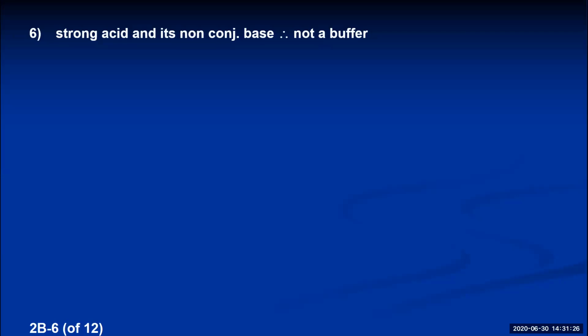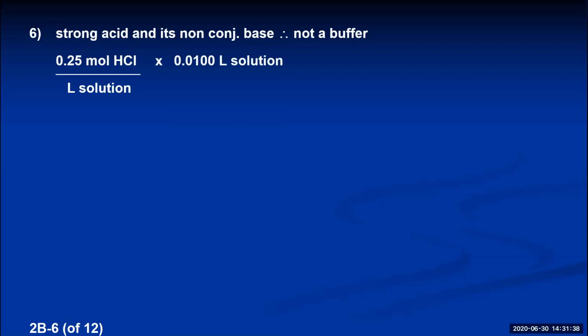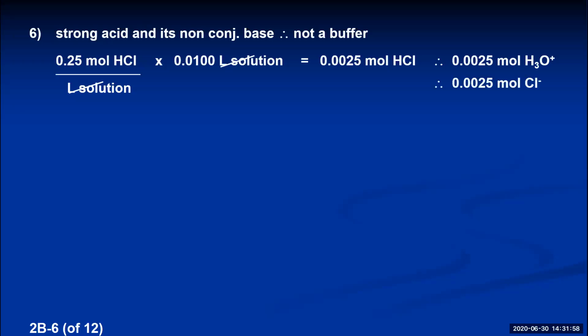Next says calculate the pH of the solution. To do this, let's calculate the moles of all the components in this solution. We actually took hydrochloric acid, 0.25 molar, so 0.25 moles per liter. If we multiply it by its volume, 0.0100 liters, this solution is going to wind up containing 0.0025 moles of HCl, which completely ionizes. So there's one H and one Cl in the formula, so multiply 0.0025 by 1 for each of them to get their moles. So 0.0025 moles of hydronium, 0.0025 moles of chloride. That's what comes from the HCl solution.